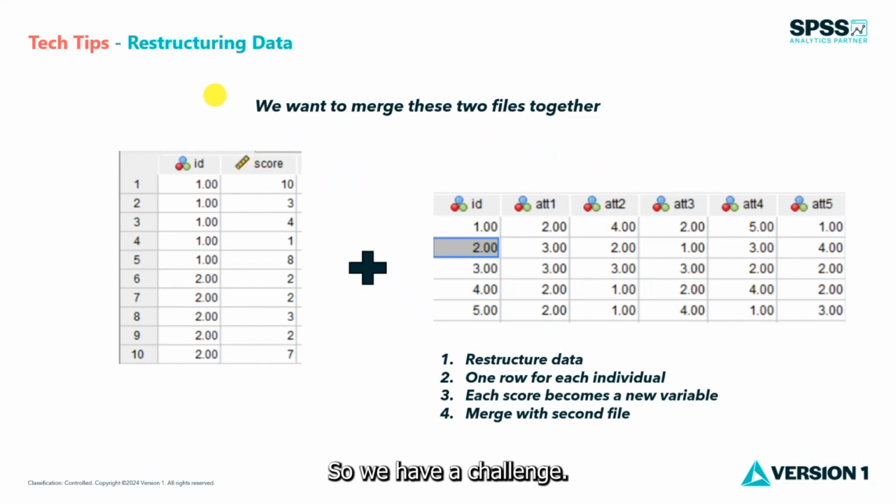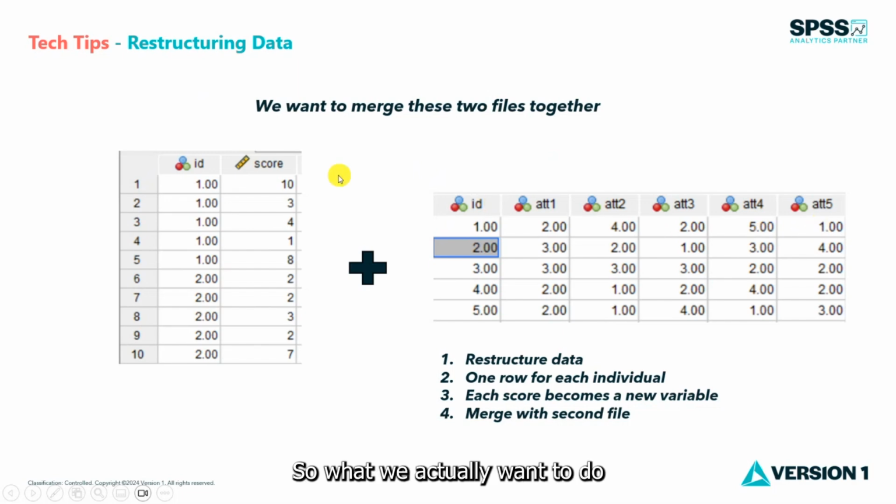So we have a challenge. We want to merge these two files together. Now you can see my first file here and my second file here. But if you look at the first file, we have a column which has an identifier. So we have identifier 1 here, and we have 5 records for person 1. And we can see this is their first score here, their second score, their third score, their fourth score, and their fifth score. We want to merge this information with attitudinal questions. So we can see the same person is here, identifier 1, and their responses to attitudinal questions.